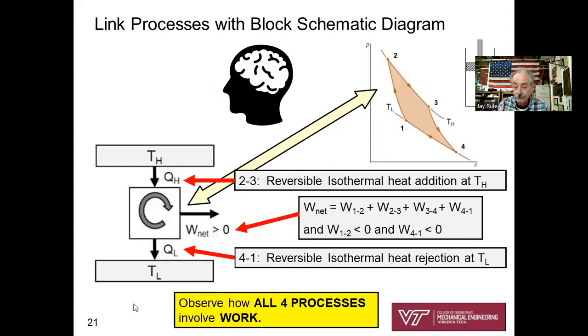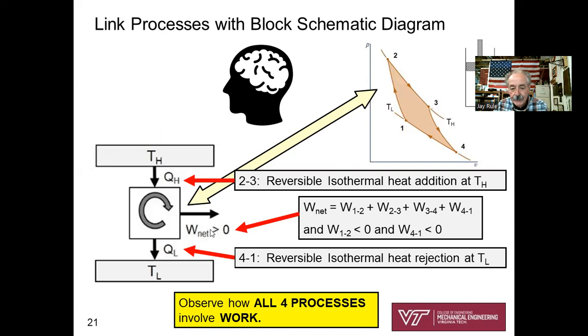Okay, and so here's our next slide, trying to help you get this into your head. Link these 4 special processes with the block diagram that describes the heat engine. So trying to link this visualization with this PV diagram. And so in the red arrows, I said, well, look, here's QH. Well, let's see, where is QH? That's heat addition at constant temperature. That's process 2 to 3.